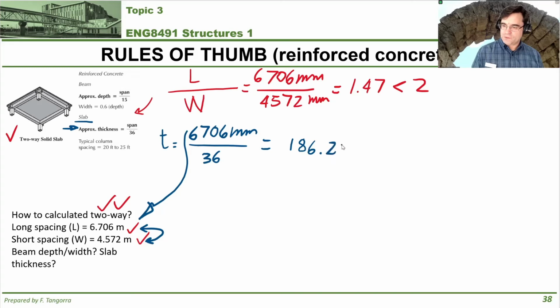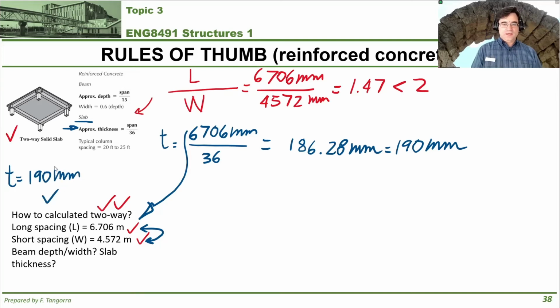186.28. So that's the thickness of the slab, right? Wrong. You want to make sure that you always round up to the nearest 5 millimeters. So in this case, 190 millimeters. Okay, so now we have the thickness of the slab. I'm just going to reproduce it right here, 190 millimeters. Lovely.